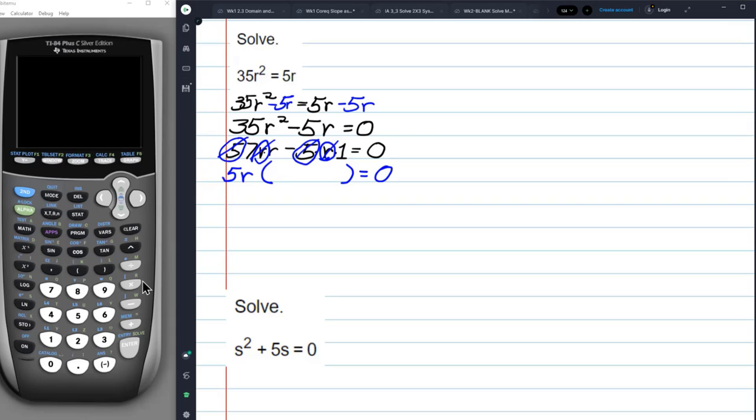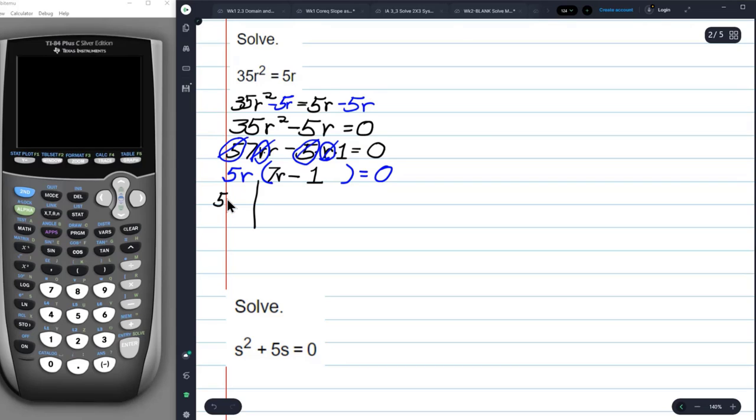And now I look at my leftovers. There's an R that's not circled. There's a 7 that's not circled. So in the first term, my leftovers are 7R, then a minus sign. The 5 and the R are all gone, so that means I have a 1. Then I set each factor equal to 0.